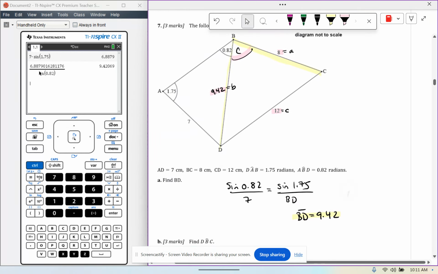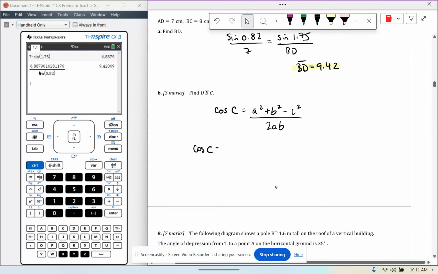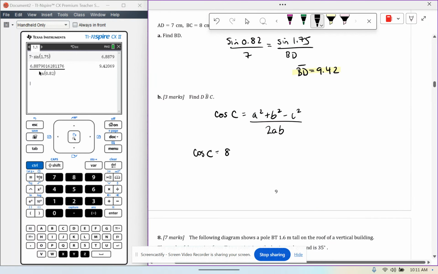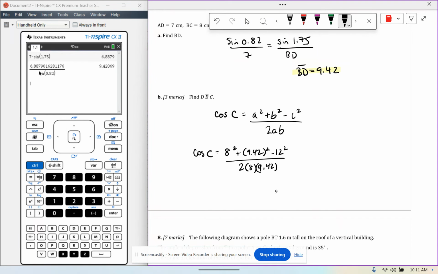So I've got the cosine of C. That's my unknown angle. And then A squared is going to be 8. And then B squared is going to be 9.42. Okay, so I've got 8 squared plus 9.42 squared minus 12 squared. That was the other one. And then this is all over 2 times 8 times 9.42. So I just typed this in my calculator. And I'm just going to pick up the piece from up there because I want it to be as exact as possible, squared.